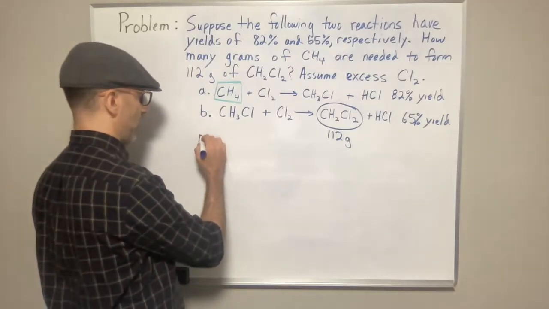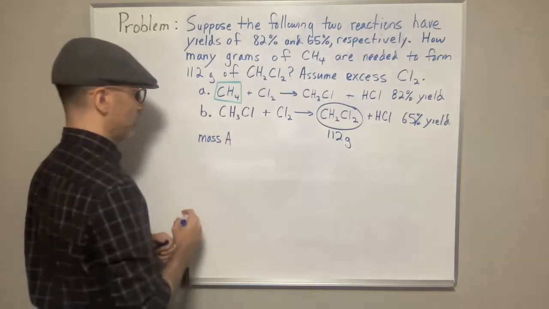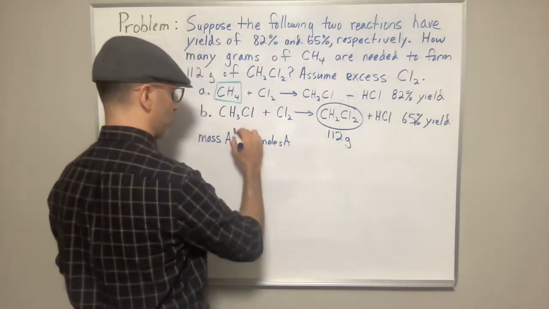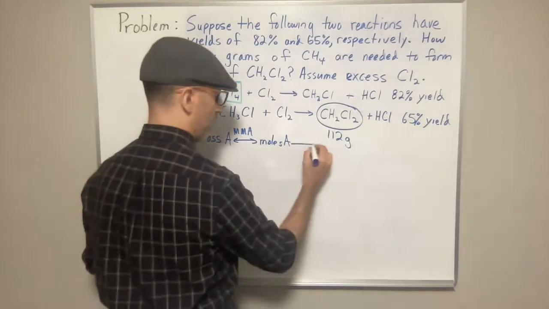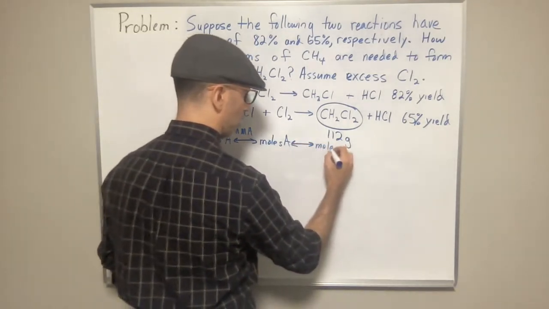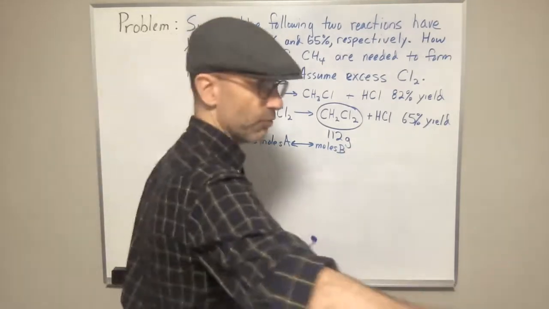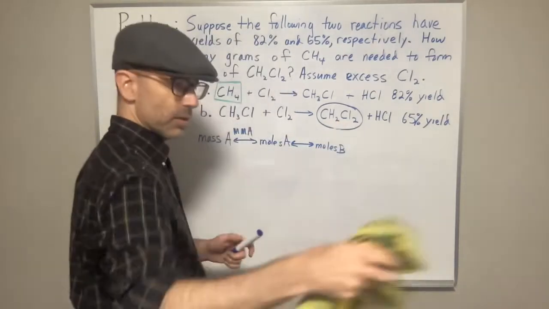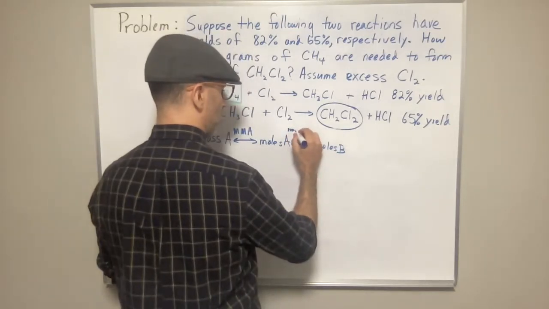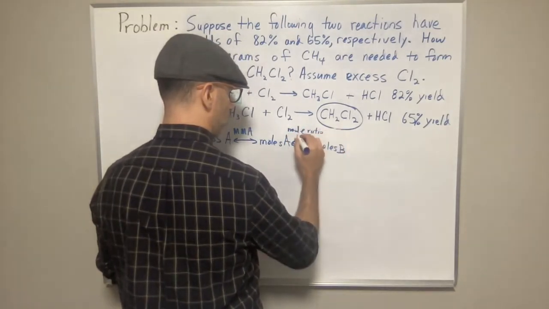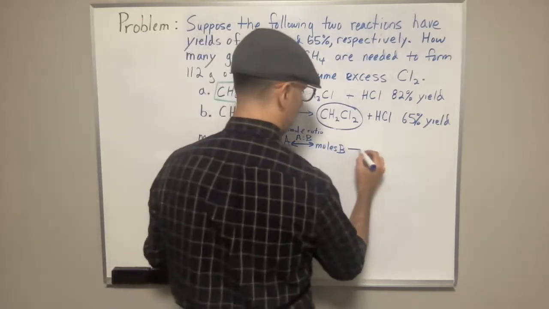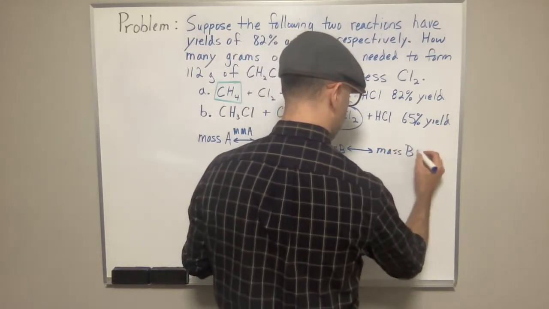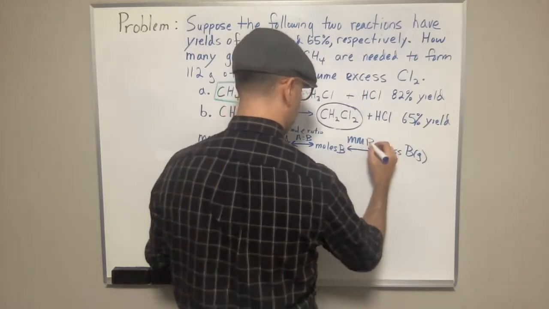Again, you have mass of A, and you're going to convert that to moles of A using the molar mass of A. And then you're going to go from moles of A to moles of B by getting the mole ratio of A to B. And then I want to convert that to mass of B in grams using the molar mass of B.